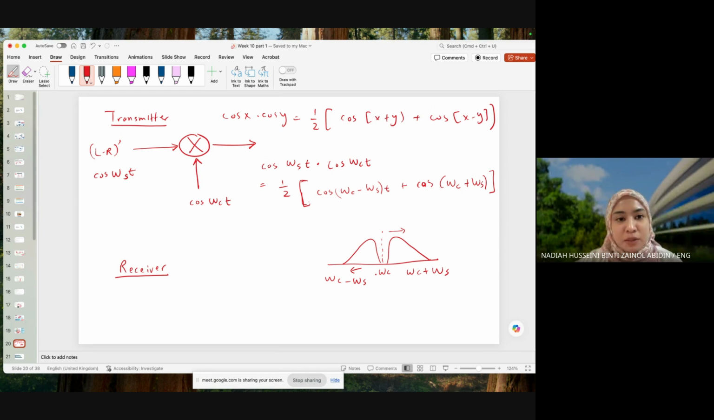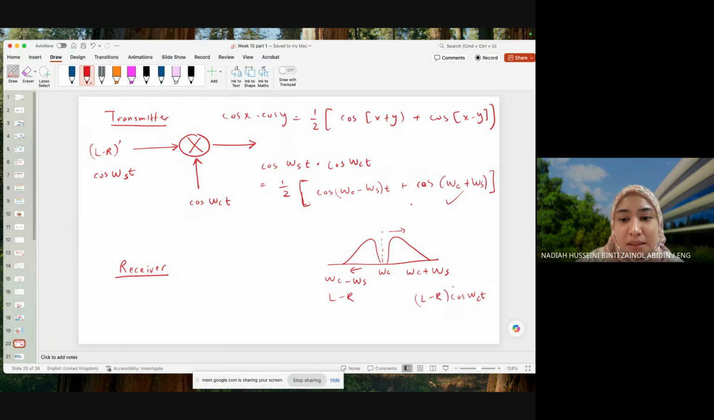What is omega C plus omega S? Omega C plus omega S is basically L minus R apostrophe cosine omega C T. Same thing. This is not expanded, this is expanded. It's just the same thing. And then this would be L minus R apostrophe cosine omega C T as well, divided by 2. So this is L minus R as well.